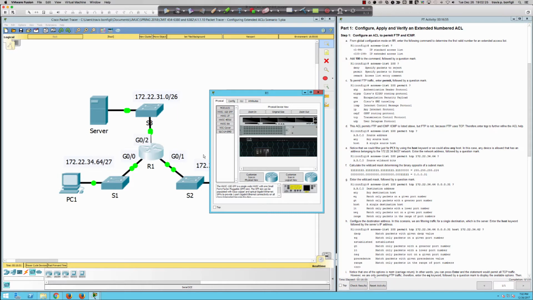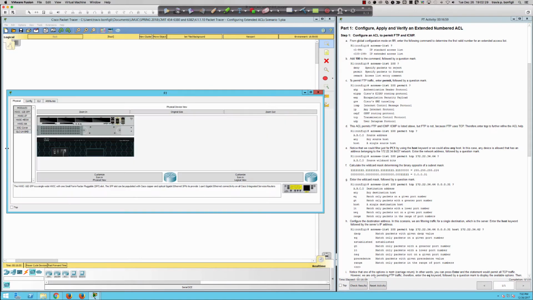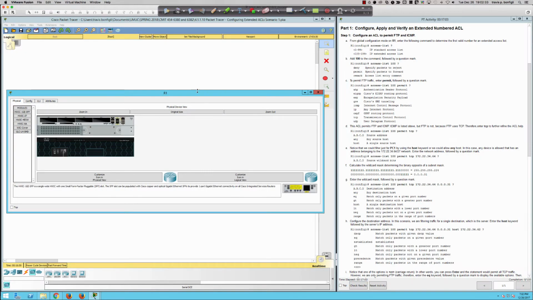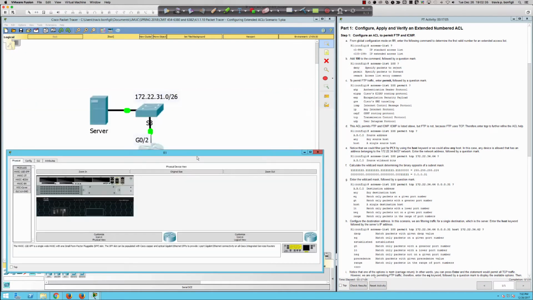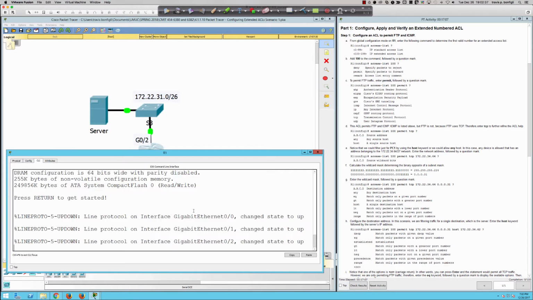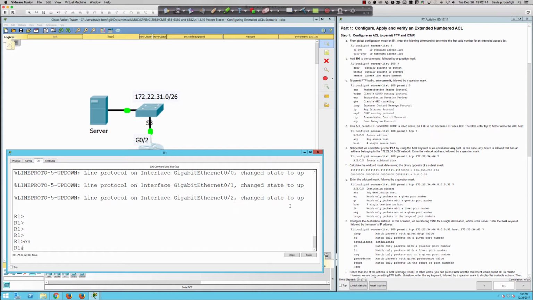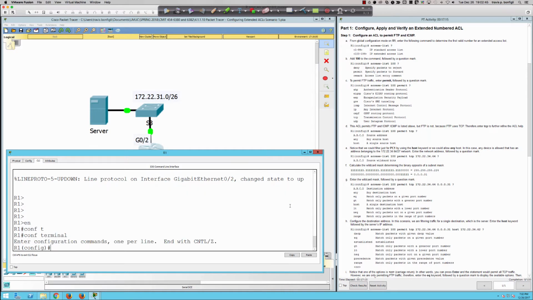So now let's pull up router 1 here and let's get to work on that first ACL. All right, so let's jump on the CLI here. And let's go from user exec to privilege exec with the enable command. And then we'll type in conf t, and I'm going to sneeze here, hold on. Excuse me. All right, so we get into global config with conf t.